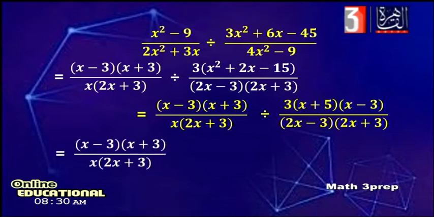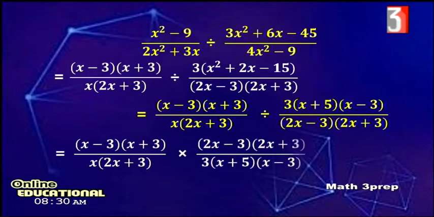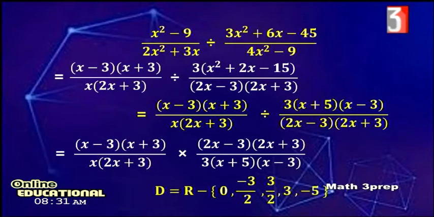Then (x minus 3)(x plus 3) over x(2x plus 3), divided, will be times the multiplicative inverse. So it is (2x minus 3)(2x plus 3) over 3(x plus 5)(x minus 3). Now to find the domain, it is R except 0, negative 3 over 2, 3 over 2, 3, and negative 5.